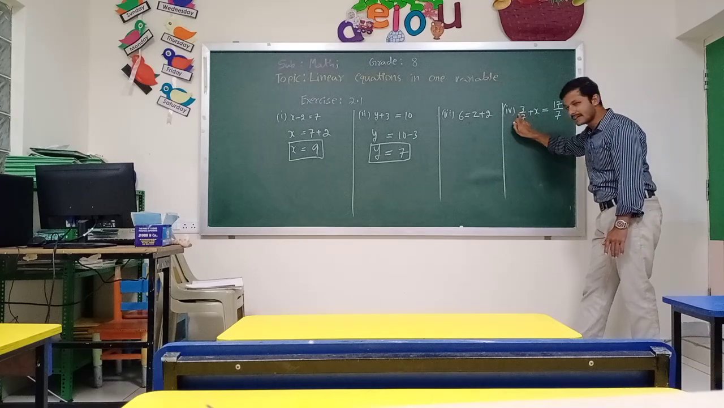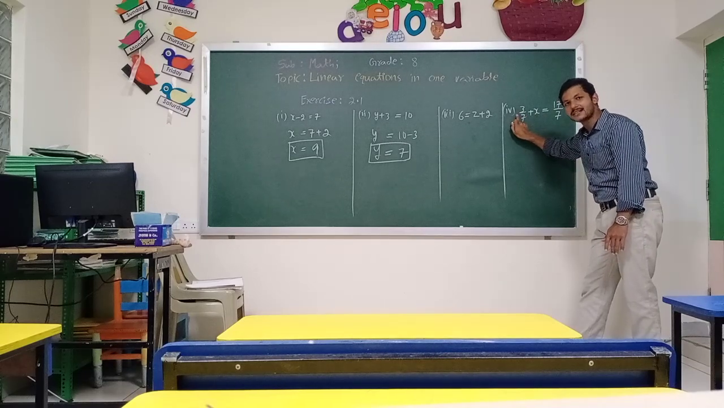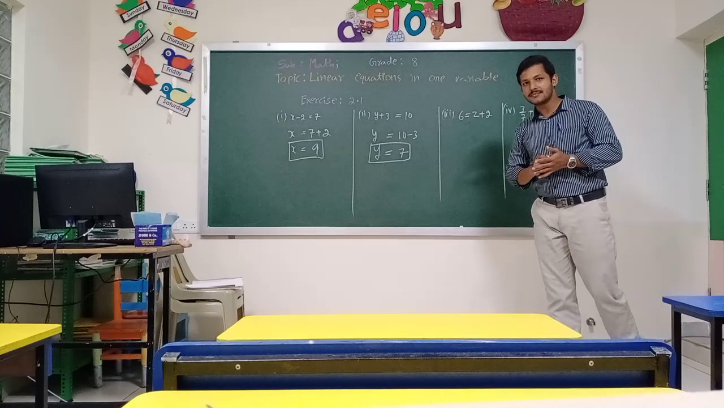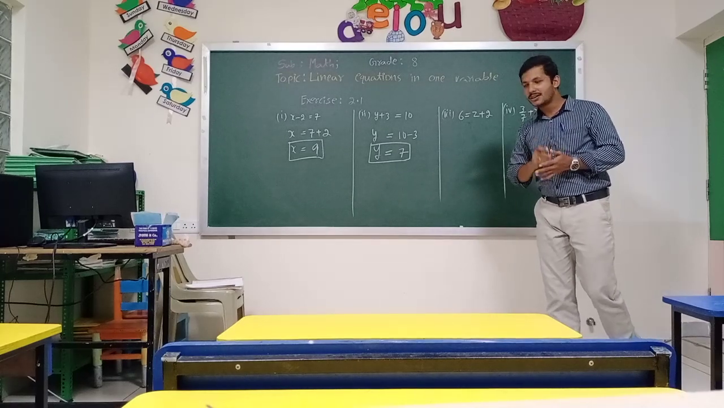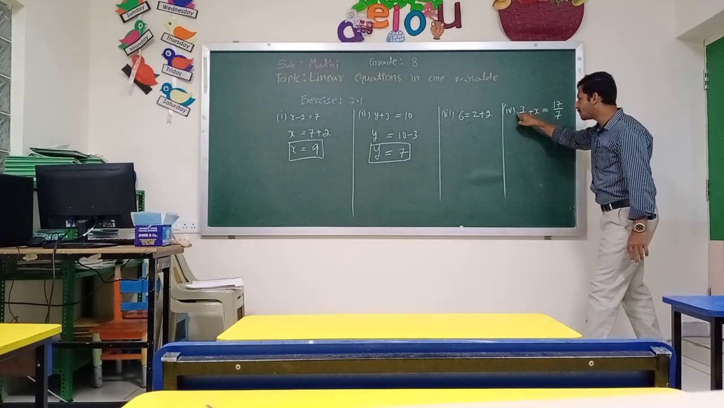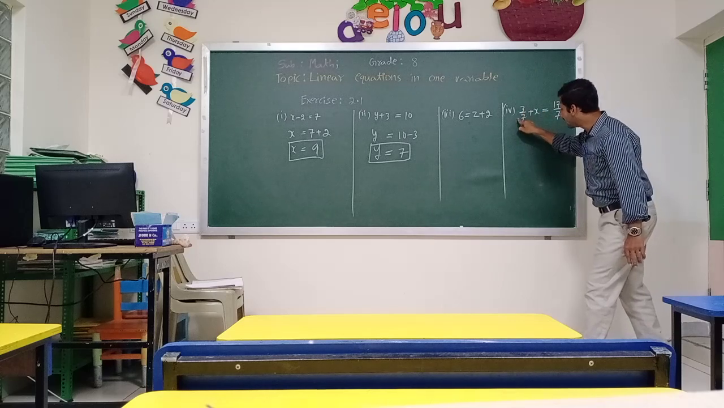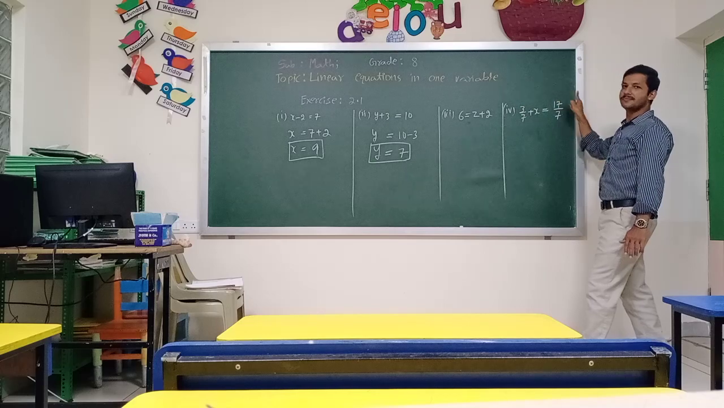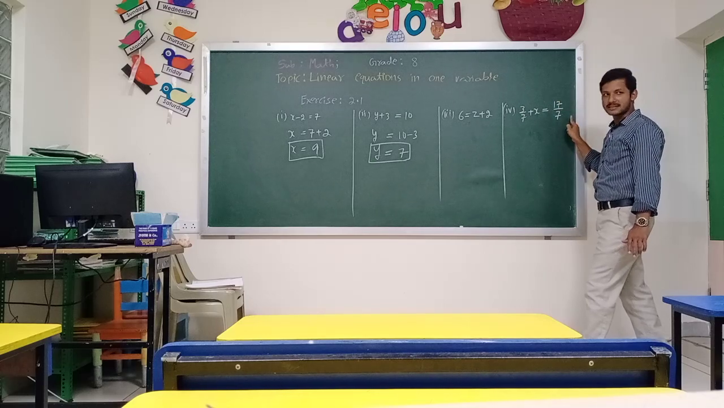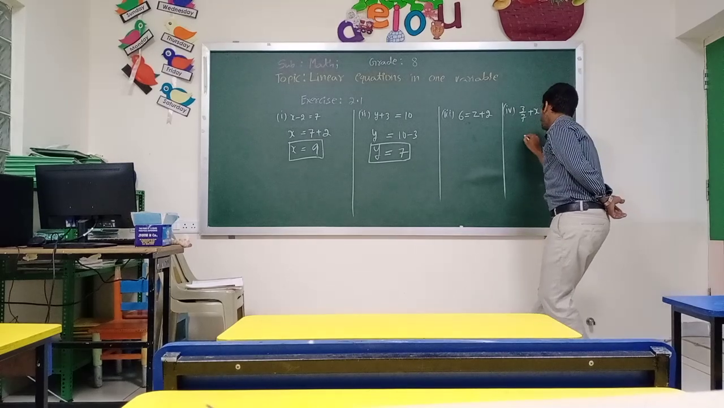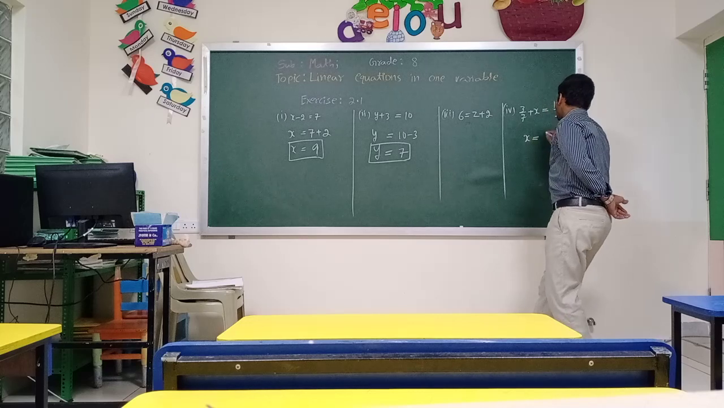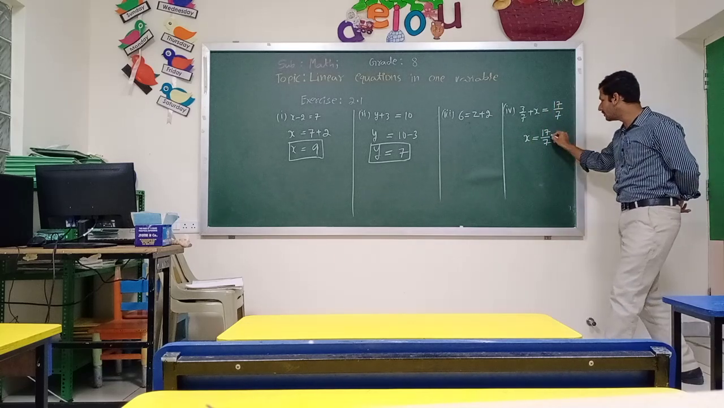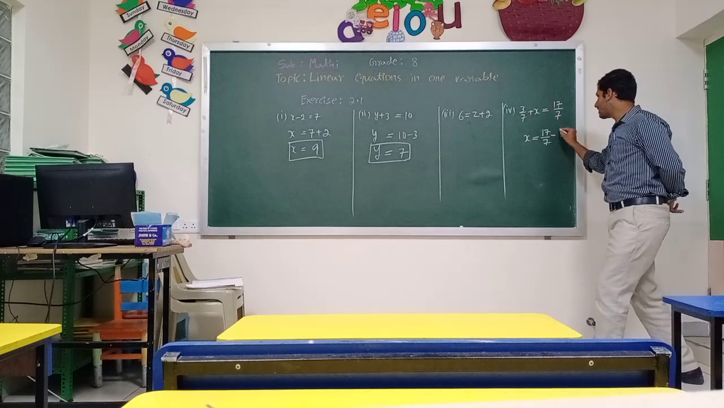What is the sign of 3 by 7 here? There is no sign only. If there is no sign, what do we take it as? It has to be positive. So if it is plus 3 by 7, when we transfer it to the other side, this plus 3 by 7 becomes minus 3 by 7. So x equal to 17 by 7 minus 3 by 7.